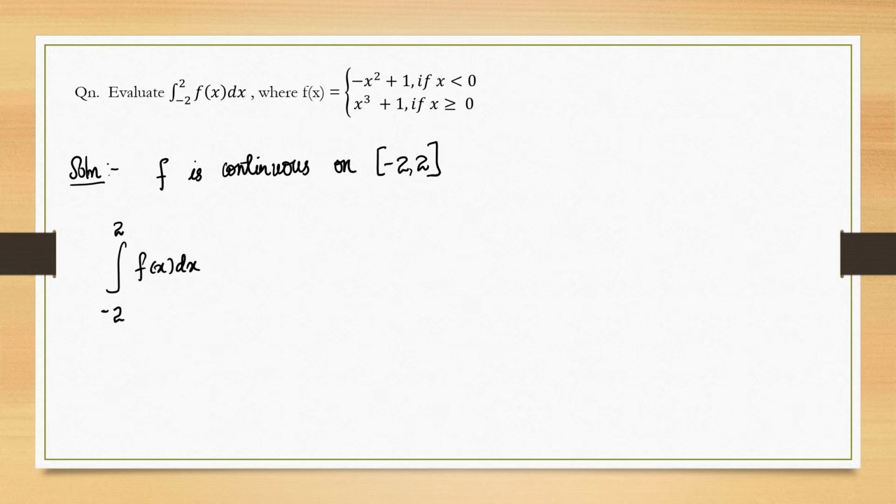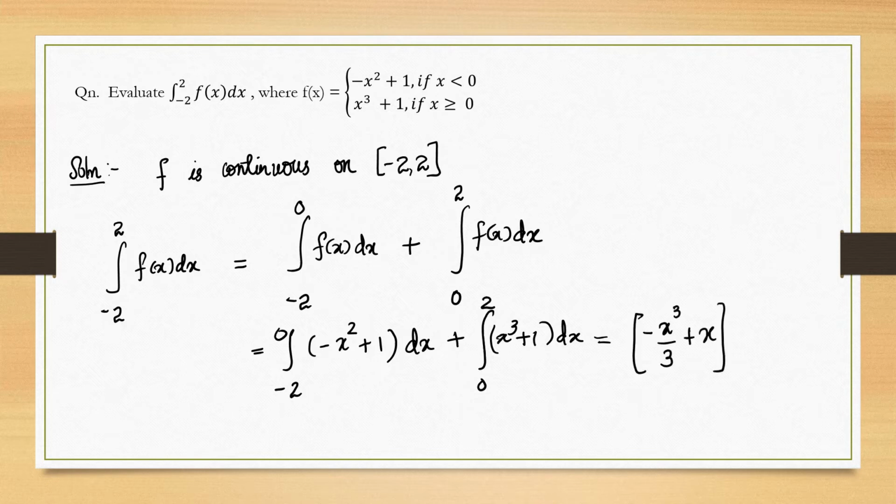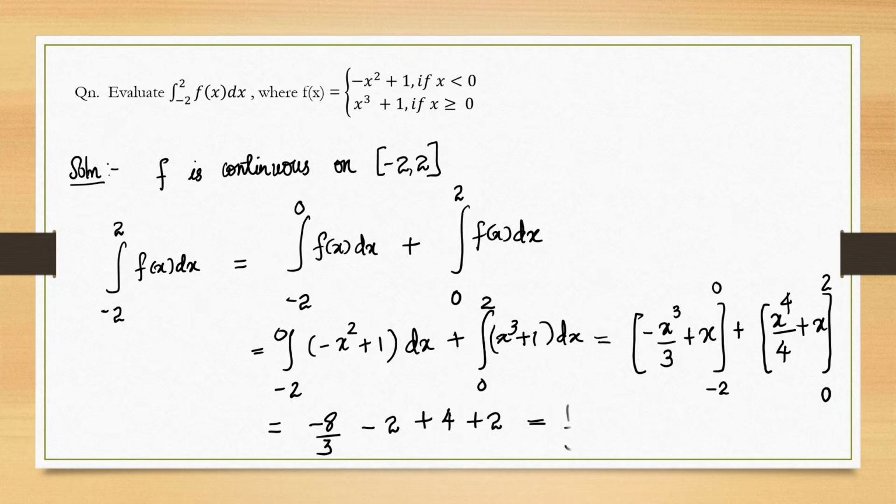So we split integral minus 2 to 2 f of x dx as integral minus 2 to 0 f of x dx plus integral 0 to 2 f of x dx. In the first integral, we replace f of x by minus x square plus 1, and in the second integral, we replace f of x by x cube plus 1. Now by simplifying using fundamental theorem of calculus part 2, we obtain the final answer as 16 by 3.